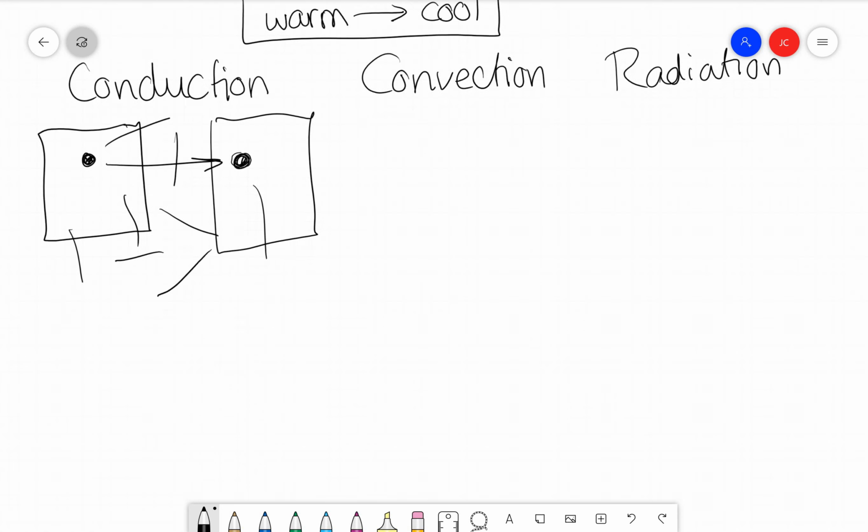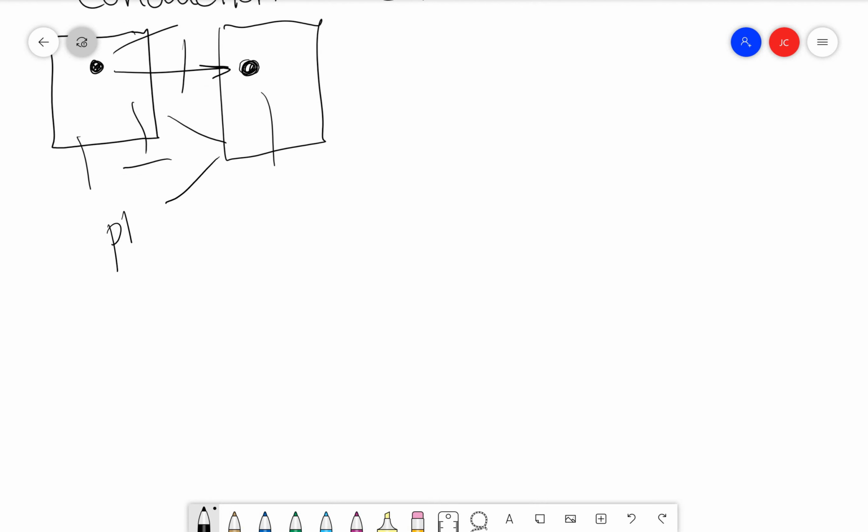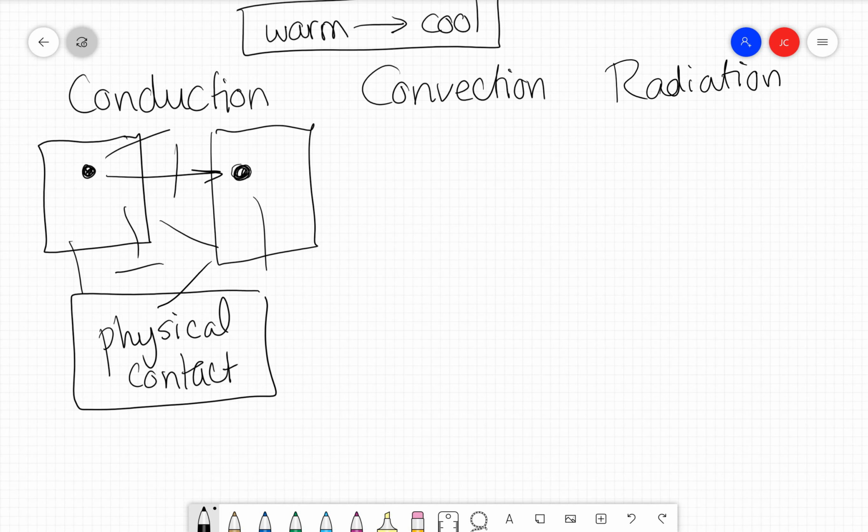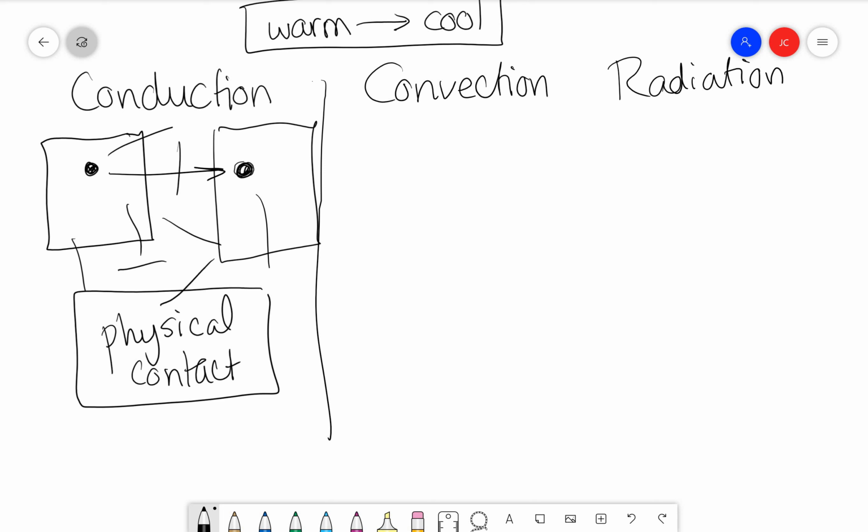For conduction to occur, you need physical contact. This is the most important thing to get out of this. Conduction cannot happen without the physical contact of the two substances. Okay. Next up, we have convection.